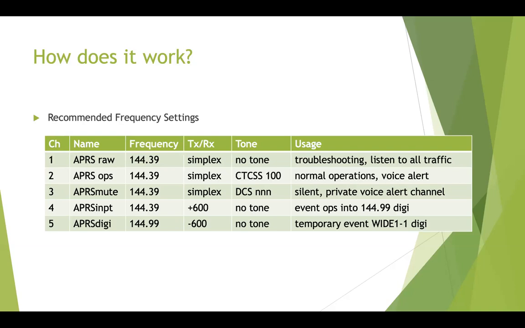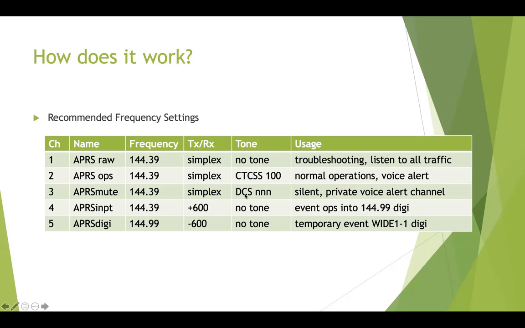But the normal APRS operation frequency would be that same 144.39, but you set a CTCSS code or a tone of 100 hertz. And that would be the place that you would normally leave your radio. Now, if you happen to be in an area that's really dense with other operators who are using voice alert, and again, I'm going to talk about voice alert in a minute, it might be too noisy for you even at that. So you have a third frequency, the APRS mute frequency, that has a DCS setting.